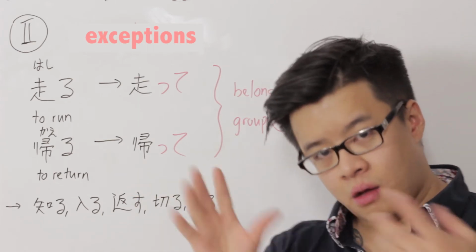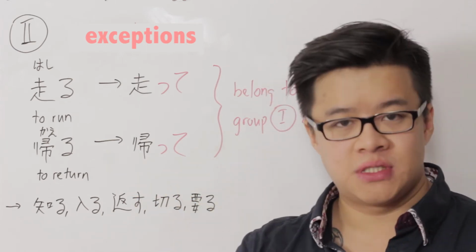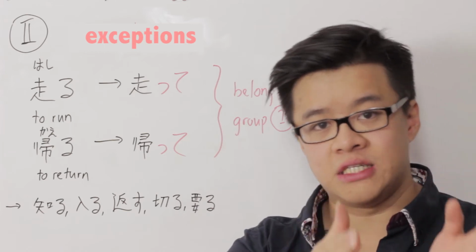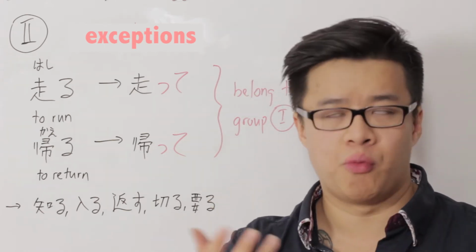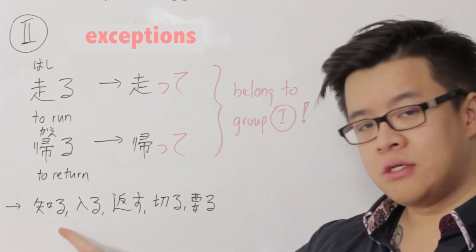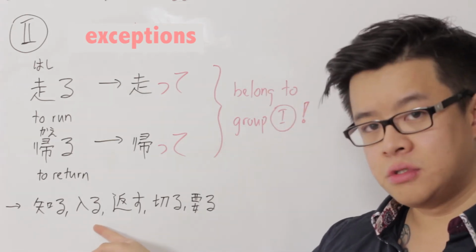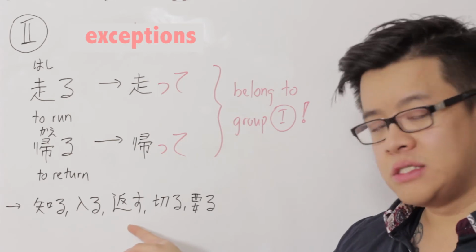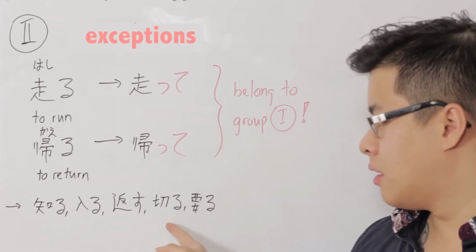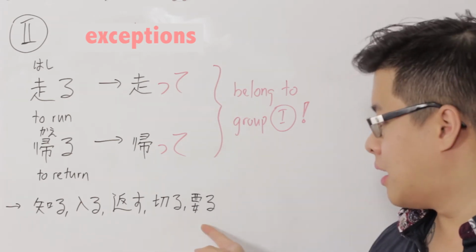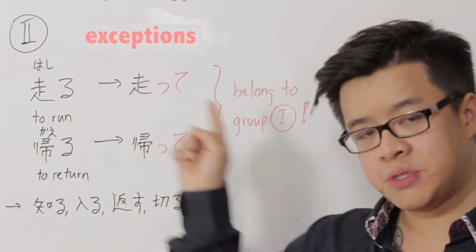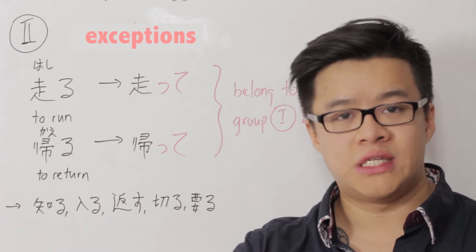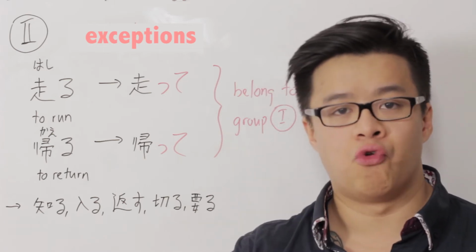Other verbs that also belong to these exceptions, in other words, they end in iru or eru, but they need the rules from verb group number one, are shiru, to know, hairu, to enter, kaesu, to return something, kiru, to cut, and iru, to knead something. So all these verbs, here in this case, you will need to apply the rules from group number one.